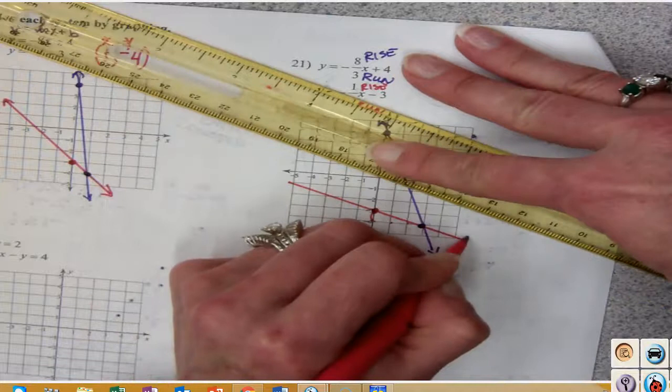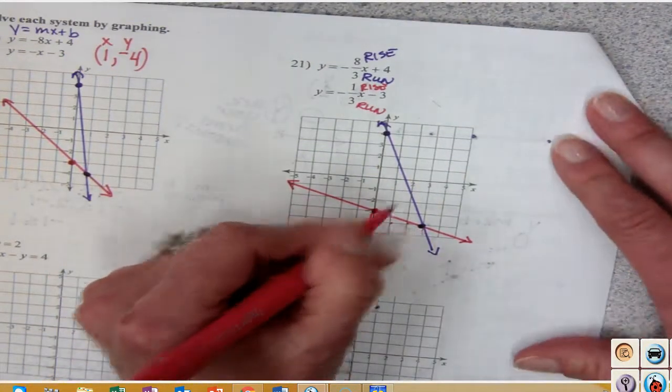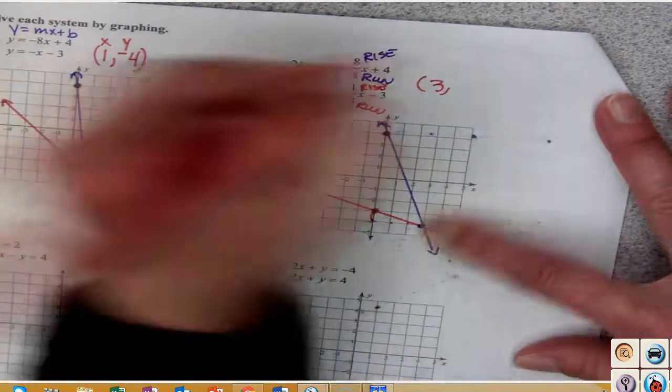Now, if I wanted to check my work, which I highly recommend you do, so my point here, first of all, my point here is 3, negative 4.